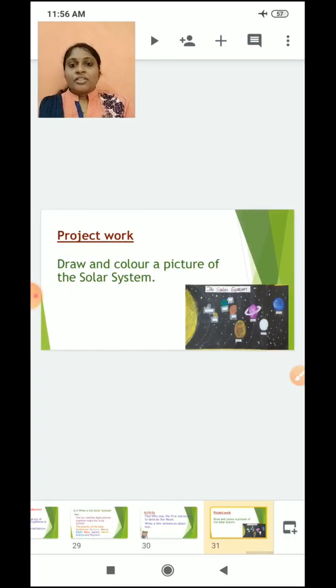And this is the project work I gave you before also, children. I told you to make a model of the solar system, and you can draw and color also. Anything is okay. So draw and color a picture of the solar system. You can make a model if things are available. Otherwise no need, you can draw and color. Okay, so whatever things are available inside your home, you can do with that.